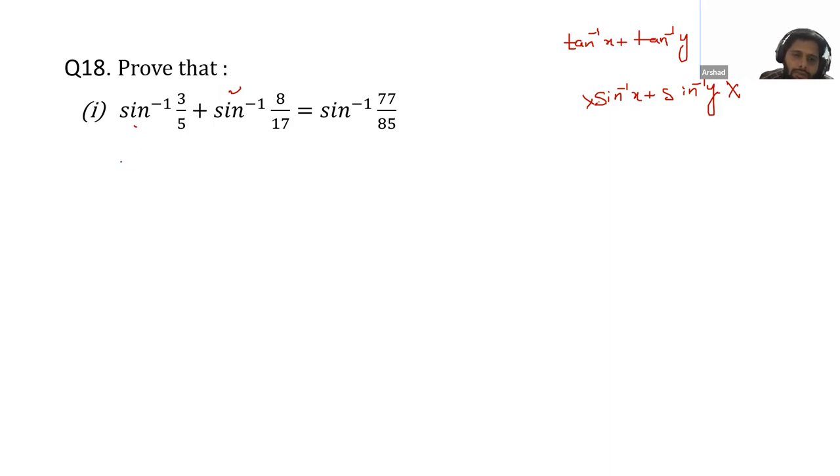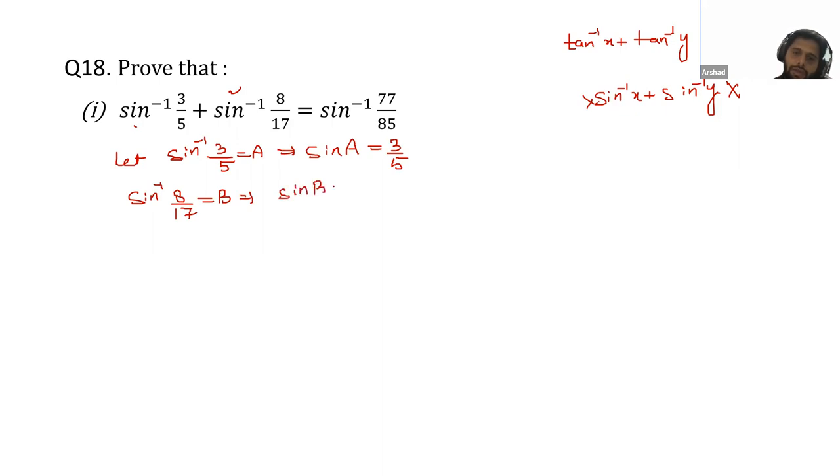The second method is this one: let sine inverse 3 by 5 be equal to A. So we get sine A equal to 3 by 5. Similarly, sine inverse 8 by 17 is equal to B, so sine B is equal to 8 by 17. Now we need sine of A plus B. Please check what you need in the RHS. You need a sine inverse, so put the formula of sine. If you need cos inverse, then put the formula of cos. Here we have a positive sign, that's why we write sine of A plus B. If you have a negative sign, then you need to put a negative here.